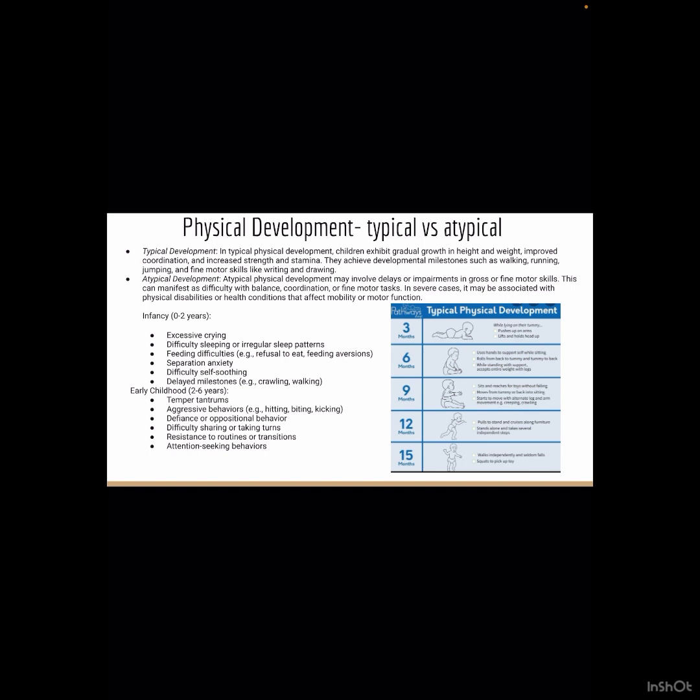So, what are some examples? So, in the infancy stage, like children that have just been born to maybe 2 years old, right? You might see them excessively crying. They might have difficulty sleeping, irregular sleep patterns. They might have feeding difficulties, separation anxiety, difficulty self-soothing, and delayed milestones such as the crawling, the walking. So that's what you can look for as it relates to those ages.